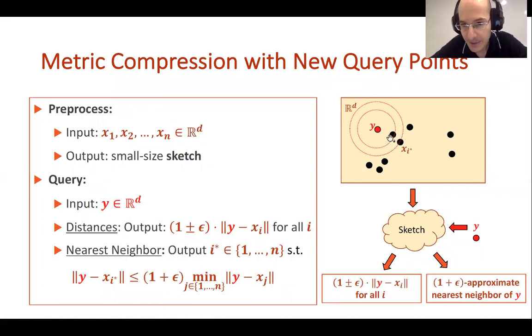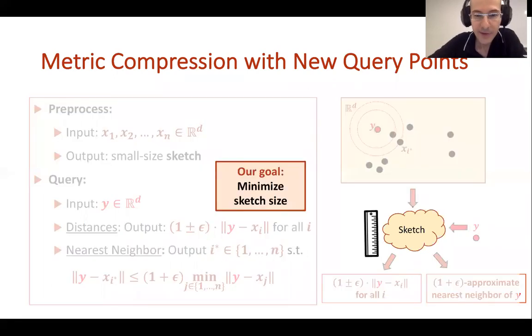So for example, here, this black point is the closest point to y, but I'm allowed to return this xi star because it's almost as close as the nearest neighbor, namely, it's an approximate nearest neighbor. And let me make the point that distance queries are in general at least as difficult as nearest neighbor queries, because if I have all the distances, I just take the minimum, and that's my nearest neighbor. This also holds under approximation, whereas the opposite is not true. If I know the nearest neighbor, I cannot necessarily tell you all of the distances.